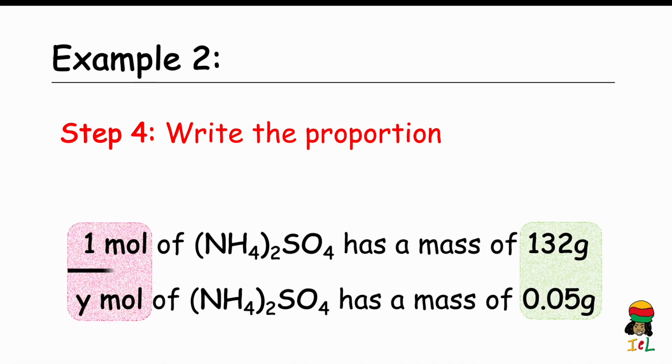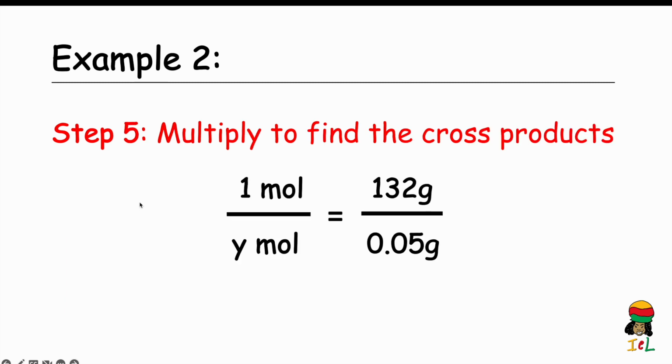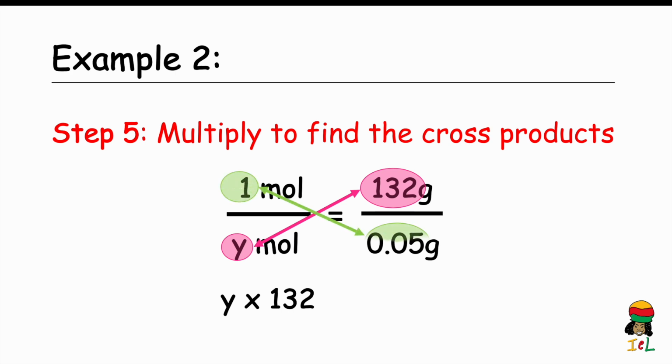Next, we generate and equate the 2 ratios. Therefore, we have 1 mole divided by Y moles is equal to 132 grams divided by 0.05 grams. For step 5, we're going to multiply to find the cross products. And we always start with the unknown because we want the unknown to be on the left side of the equation. It makes it simple. So we find our unknown in the ratio and we start with that cross product first. So what we have is Y multiplied by 132 is now equal to 1 times 0.05.